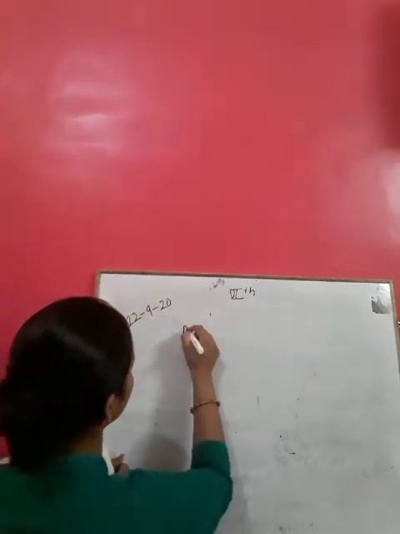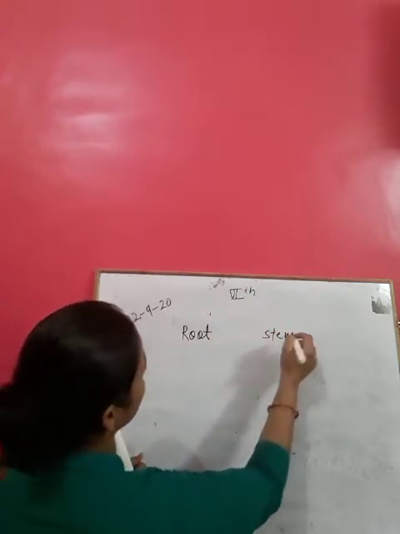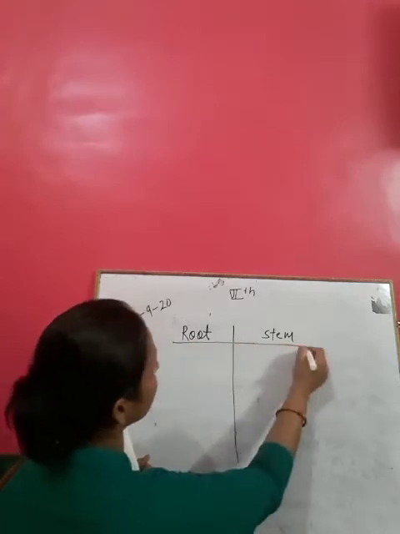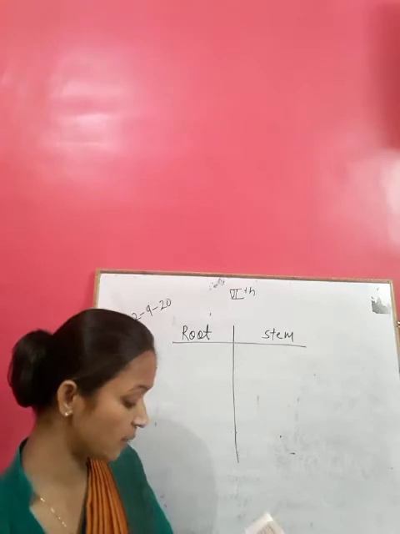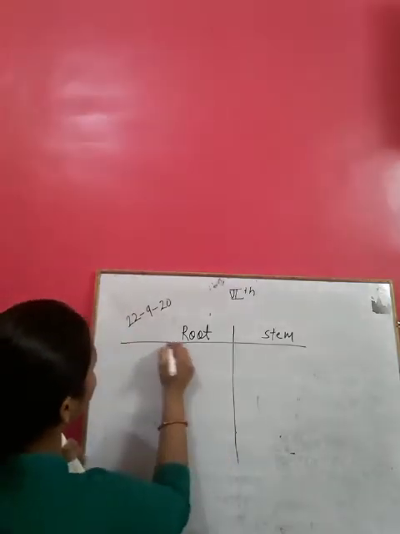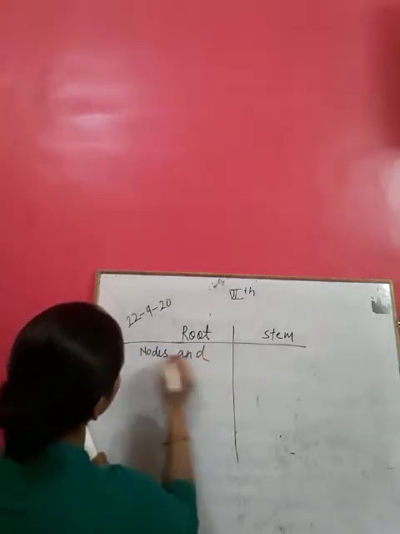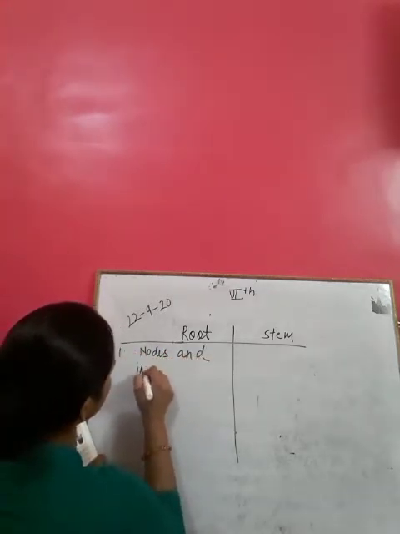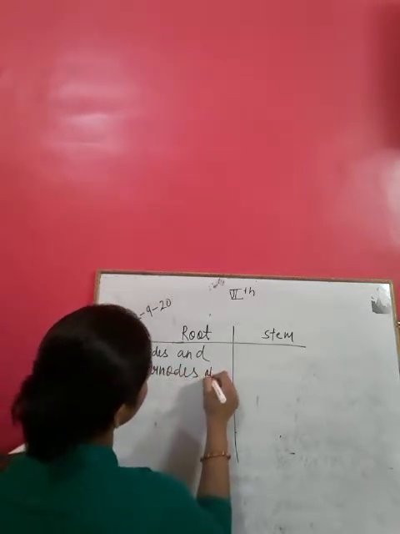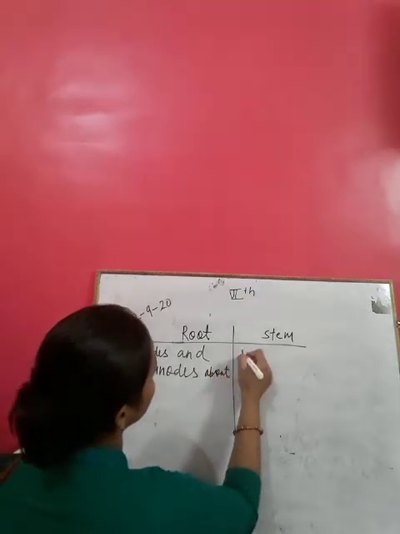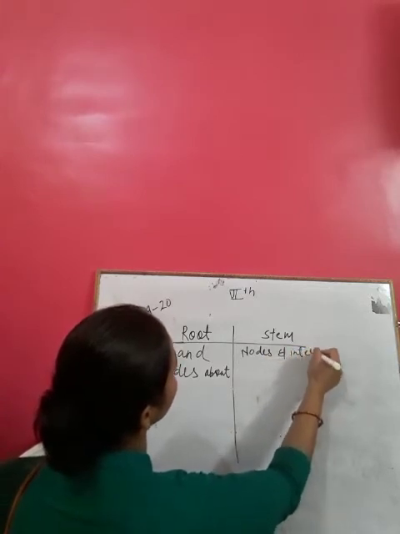Differences between root and stem. First, in roots, nodes and internodes are absent. In the stem, nodes and internodes are present.